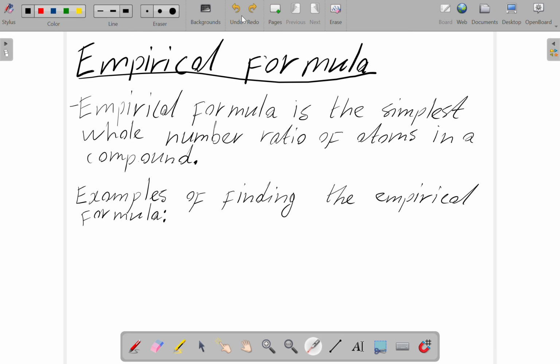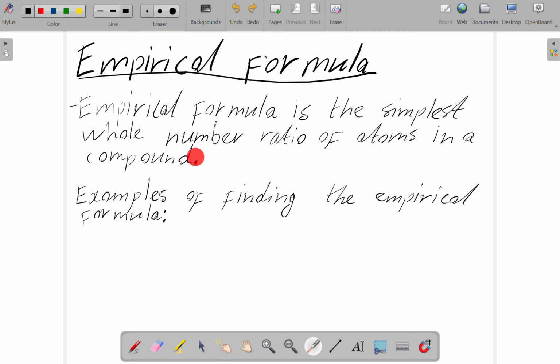Welcome to today's lesson. On today's lesson, we'll be looking at how to go about finding the empirical formula. But before we do that, let's understand the definition of empirical formula. The definition of empirical formula is that it is the simplest whole number ratio of atoms in a compound. Okay, it is the simplest whole number ratio of atoms in a compound.